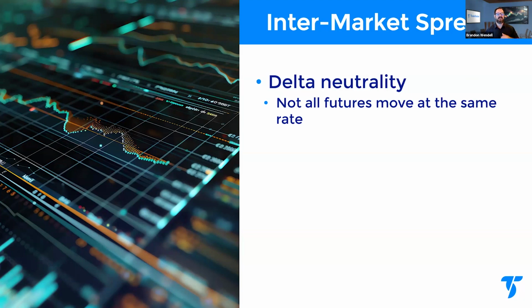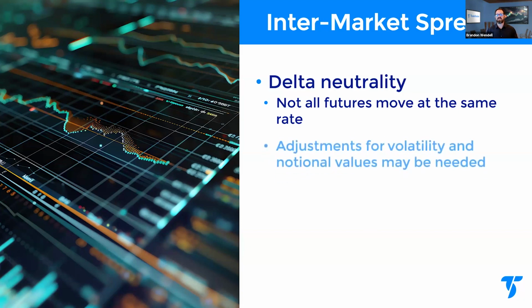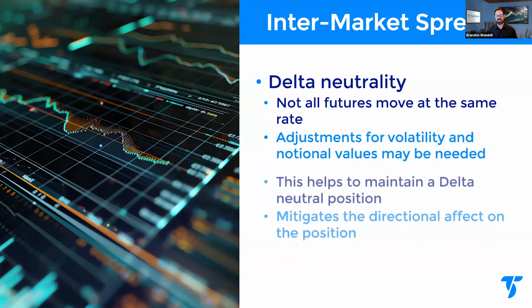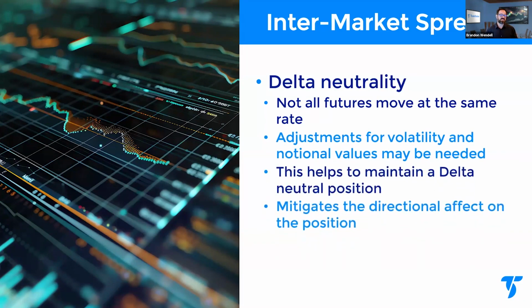So to remove that directional exposure, we want to go delta neutral. That may require us to hold more than one contract on one side of the equation versus the other. Sometimes you'll get things like 6 to 5. So basically, you'll have to make adjustments for notional values, but you may have to make adjustments for volatility for the delta as well. And it does reduce that effect of directional risk.